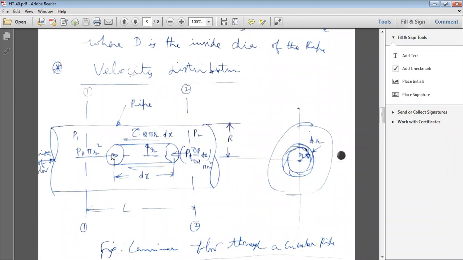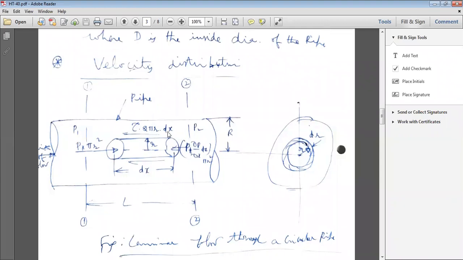Here, what is the pressure? Take a small elemental volume of length dx and radius small r. Consider laminar flow through a circular pipe. Inside the pipe, take a small fluid element of radius r and dr thickness, and length of the fluid element dx.